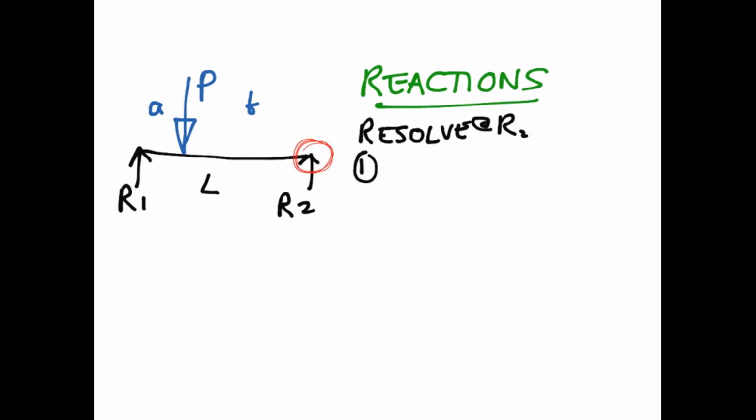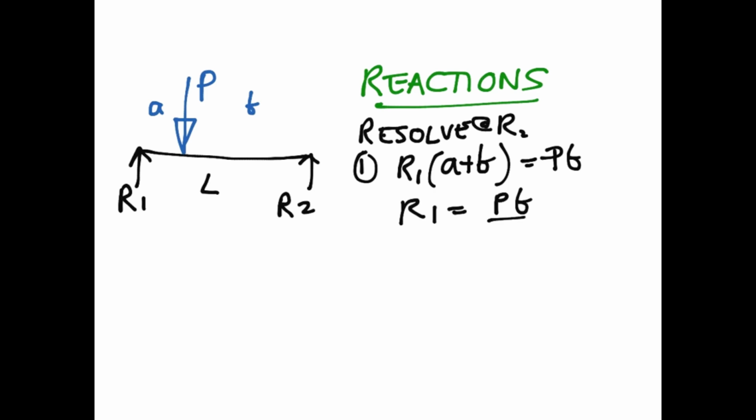So we know that resolving around there, we've got 0 moment at that point, therefore the sum of the bending moment caused by that force at a large lever arm from support 2 is going to be equal and opposite to the bending moment caused by that force at a smaller lever arm. So we know that R1 times (A plus B) is equal to P times B. So therefore R1 is equal to PB over A plus B.